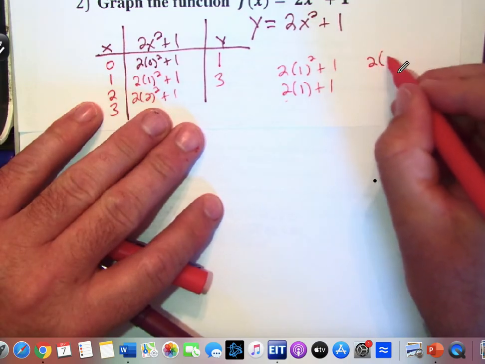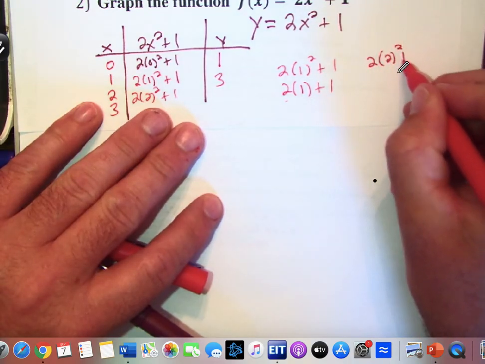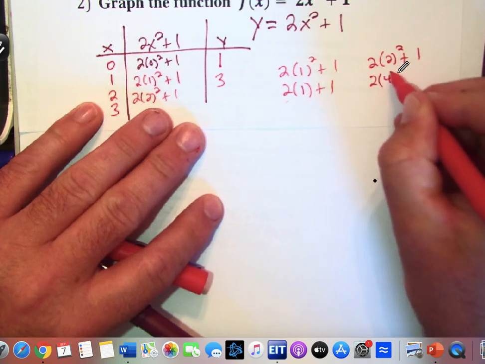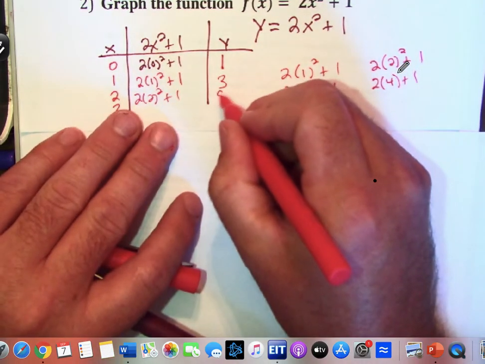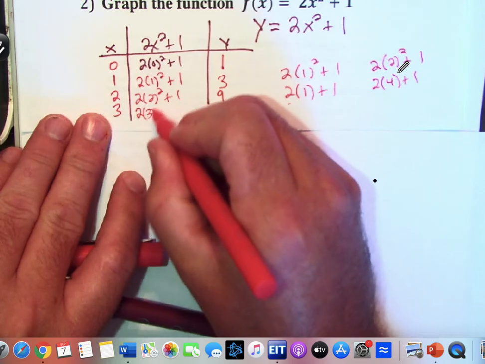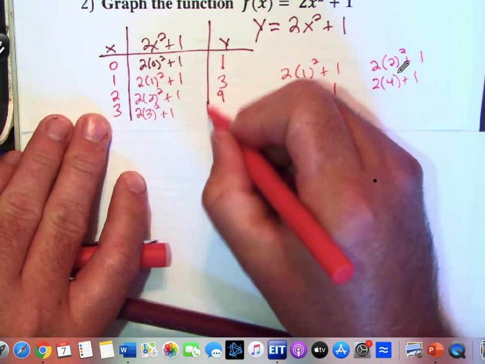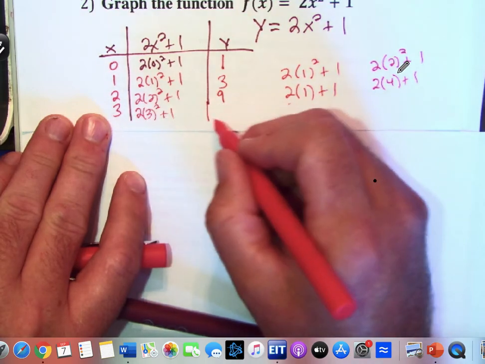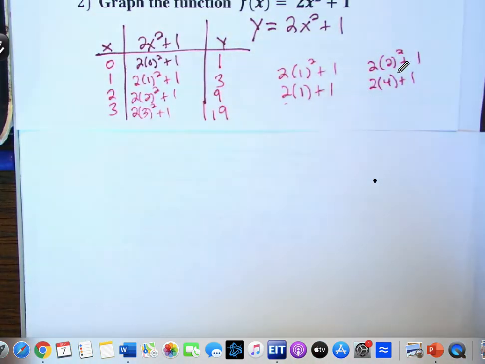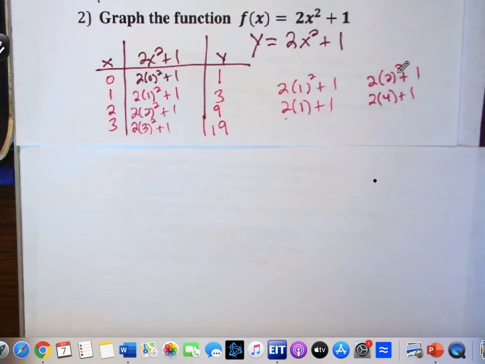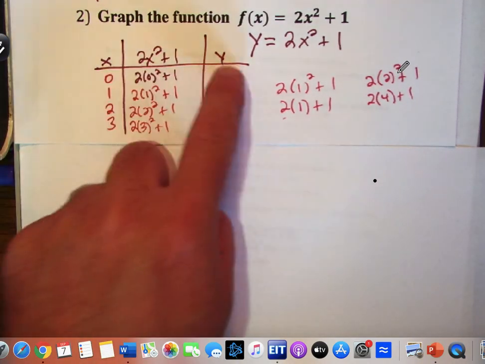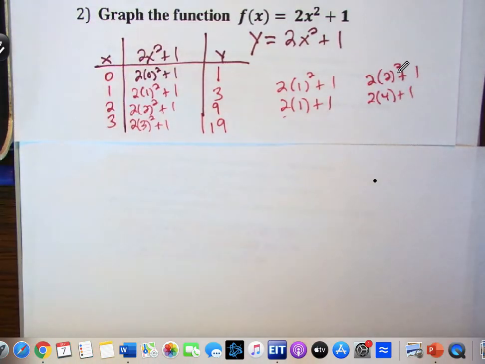So we get 2 times 2 squared plus 1. 2 times 4 plus 1, so we get 9. If we put 3 in, 3 squared, 9 times 2, 18, so we get 19. Awesome. So when I tell you to graph a function, you get to choose some points. 4 is good, 5, x values, choose whatever you want. And now we can graph this function by plotting points that we know: (0, 1), (1, 3), (2, 9), (3, 19).